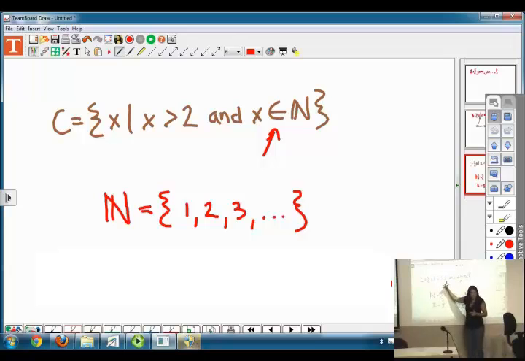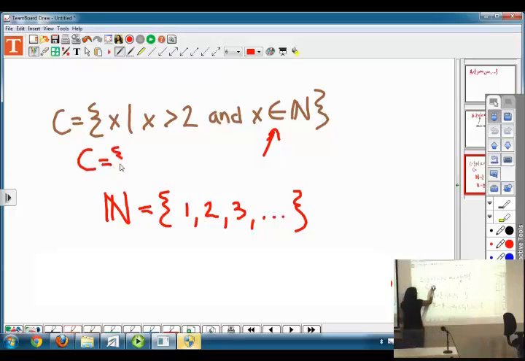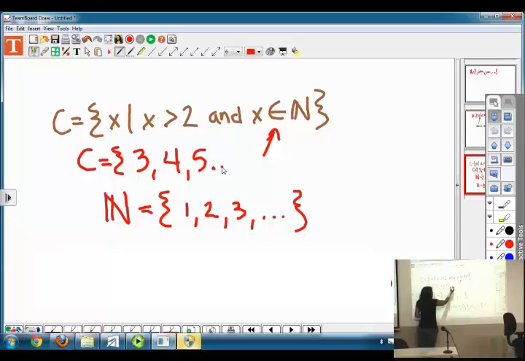X is greater than 2 and is a natural number. So that means it's in this number system, but it's only values greater than 2. So if I were to list C in roster notation, I would start with what number? 3, because this is strictly greater than. That means it does not include 2. So the next larger number is going to be 3, and then 4, and then 5, dot, dot, dot, and it's going to continue on that way.